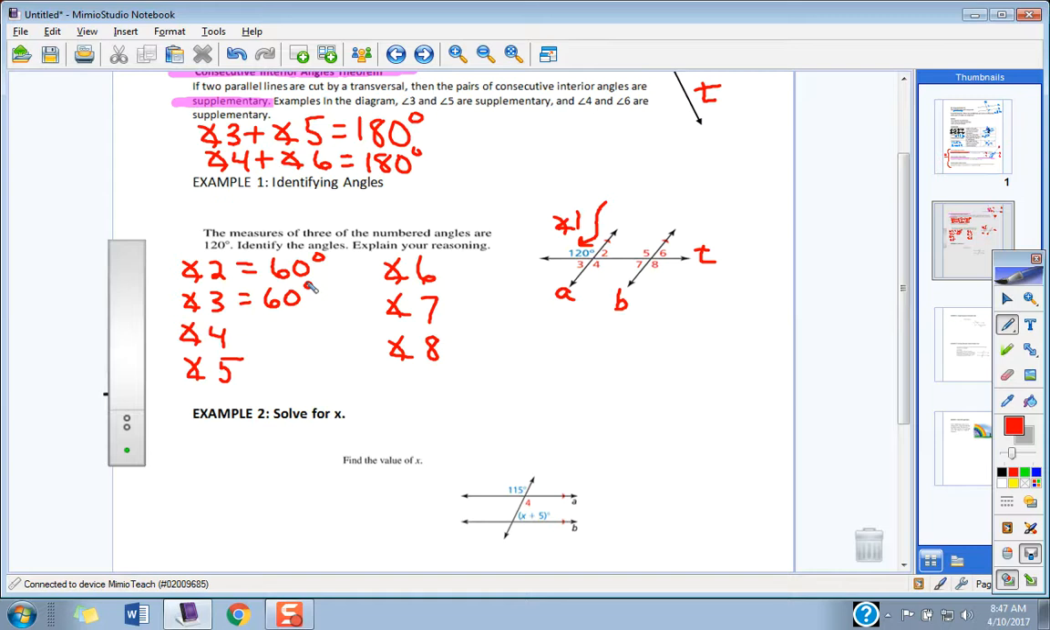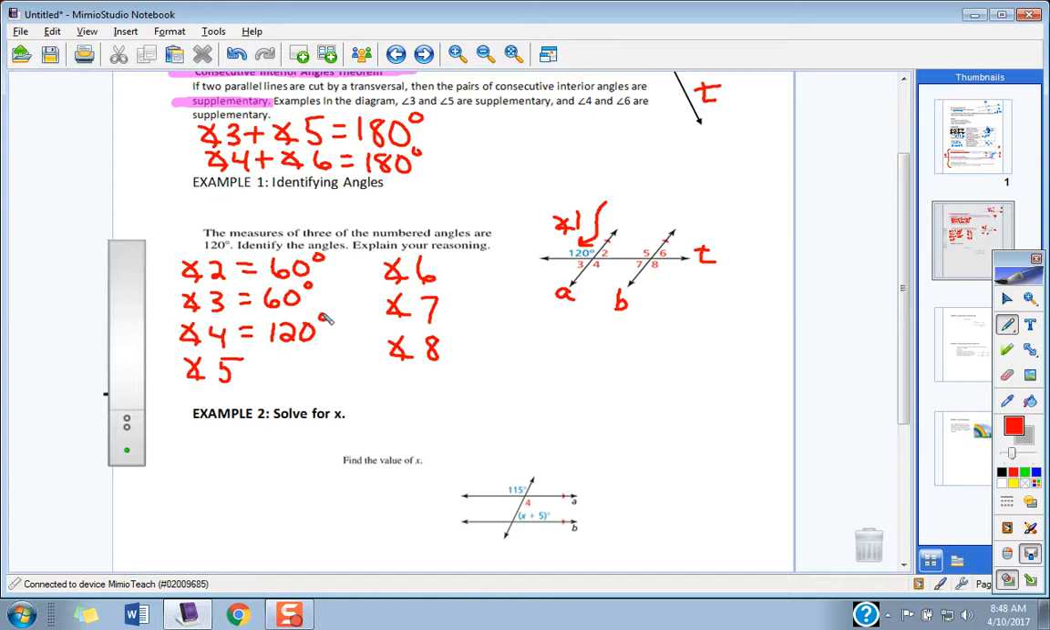Holy cow, we got a race now. How much, Jaden? 120. Why 120? Because it is vertical to 120. Okay, it's very good. Vertical of 120. Here's the big idea today, and we'll see how this transfers over. Anybody have a guess on what angle 5 might be?